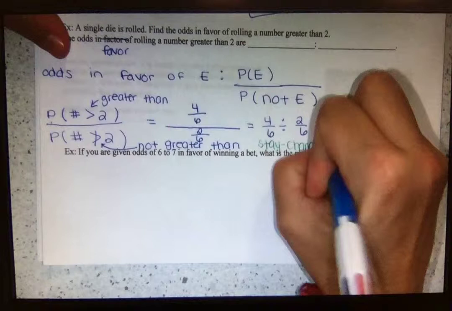So we could still do it in our calculator: 4 over 6 in parentheses, because it's its own fraction, divided by, in parentheses, 2 over 6. Boom, we get 2. I have to write it as 2 to something, so it's the same thing as saying 2 over 1. So yes, your calculator can do it for you.